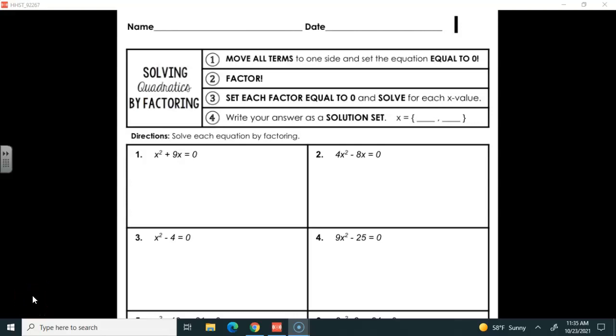All right, today we're going to solve quadratics by factoring. So in order to do that, you want to move all your terms to one side and set the equation equal to 0. You can factor.